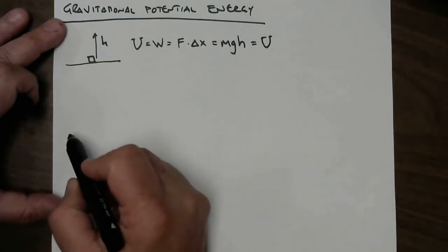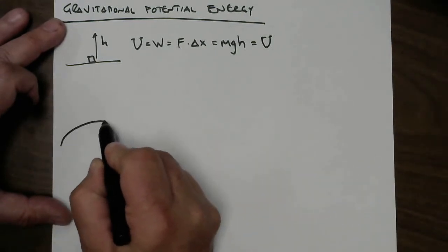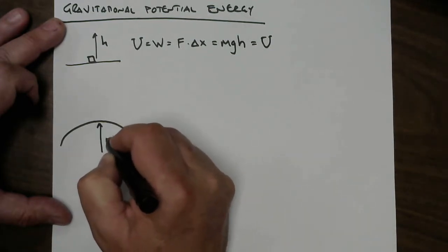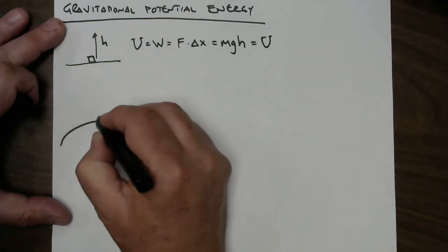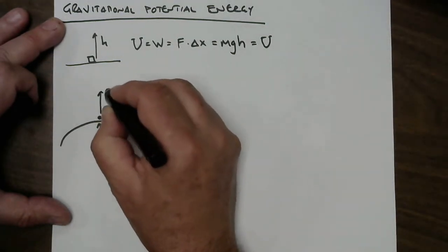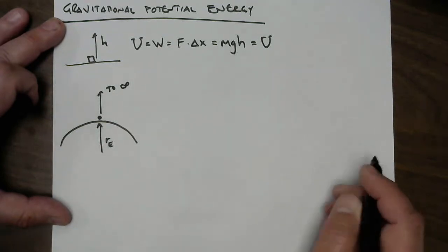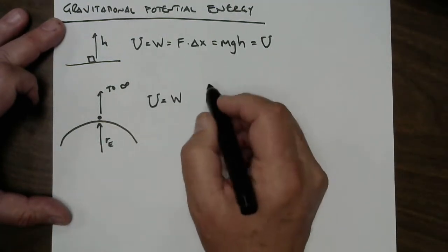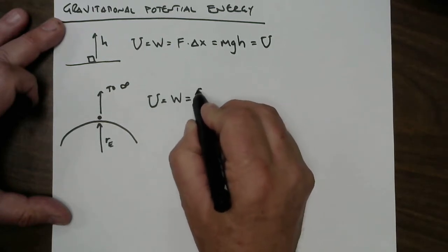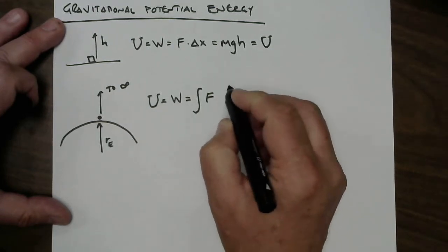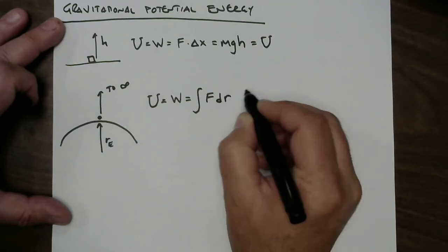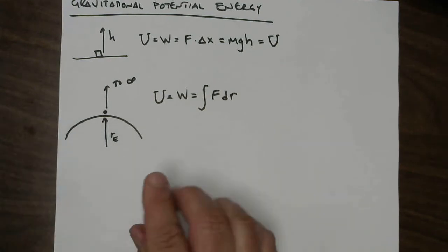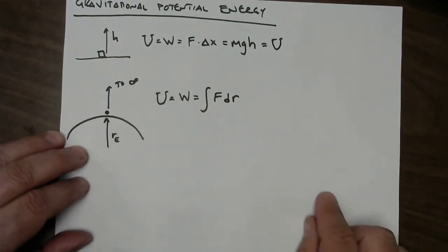But if we're going to get large and be very far from the Earth, that's not going to be the case. So here's a picture of the Earth, and this is the radius of the Earth. And I have some sort of object here, and I'm going to lift this all the way to infinitely far away. Now the potential energy is going to be the work done, which is going to be the integral of the force, because it doesn't stay constant, times the incremental distance. And I'm calling it r, because we're going to be moving along the radial direction out here.